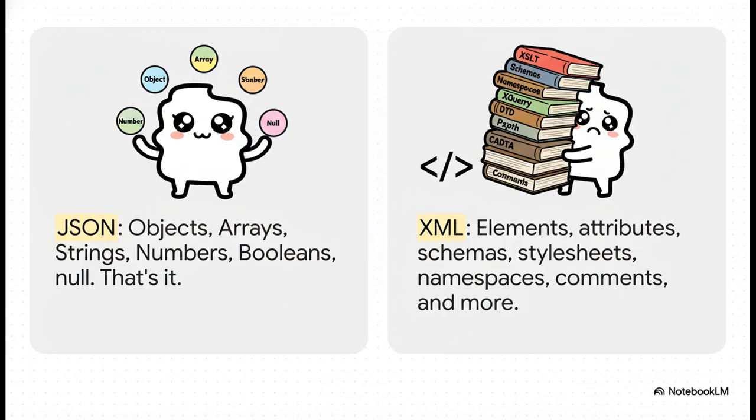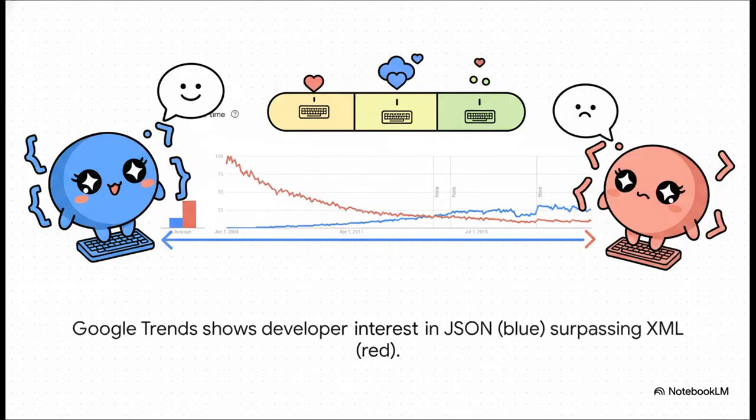One's for documents, the other's for data. So when all you want to do is send some data to a browser, XML's whole ecosystem of schemas, namespaces, and style sheets was just massive overkill. And this graph tells the whole story.